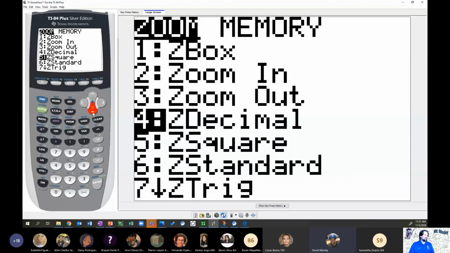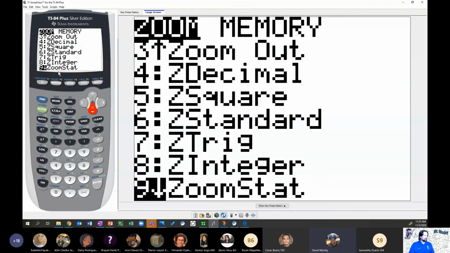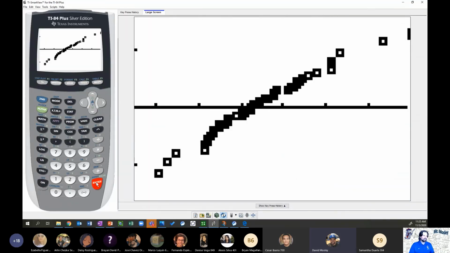We're going to choose Zoom Stat. It's the 9th option here. What that does is it makes it so that whatever we're graphing using our statistics will fit. We'll be able to see it in the window. I don't have to mess around with the window numbers myself. The calculator will figure it out. So if we hit enter there, it's going to think, and it's going to make this plot of points.